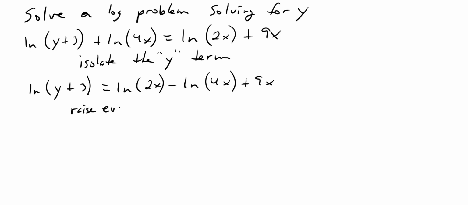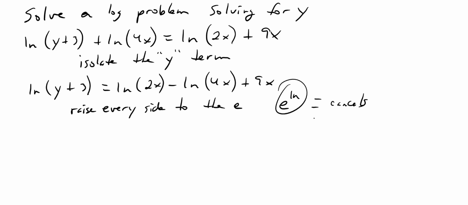Raise every side to the e. So e to the blah. So what we're going to do is, it's just like saying, if you do e to the ln of something, it cancels it out. So e to the ln of, let's say, 8 equals 8. So that's kind of nice.